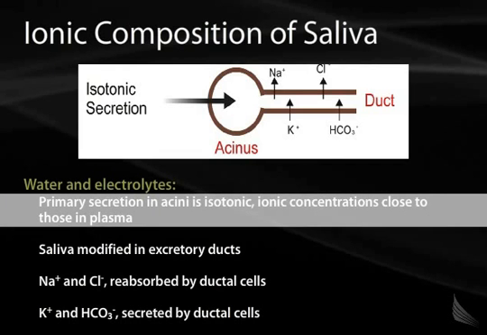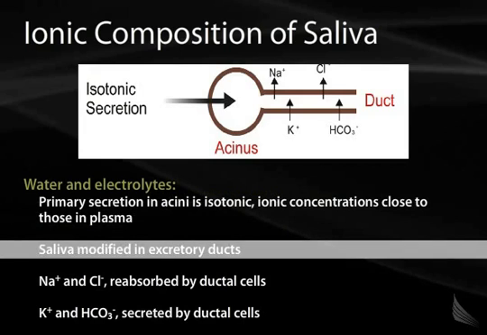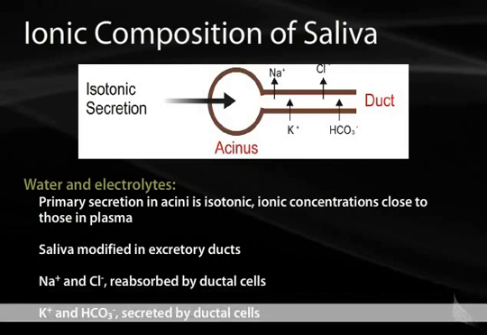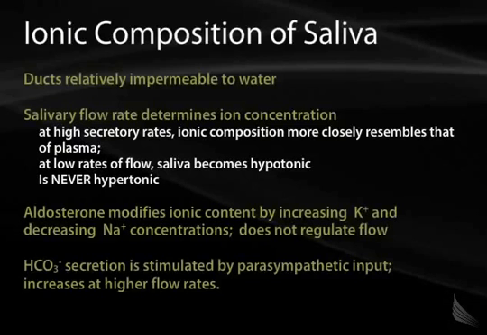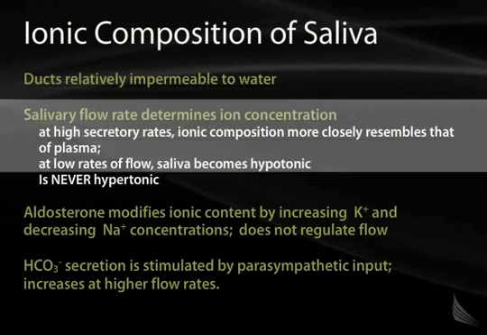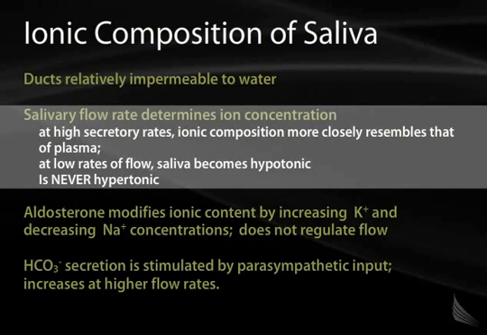The primary secretion in the acini is isotonic. In that respect, the ionic concentrations are close to those in plasma, and saliva is actually modified in the excretory ducts. In these ducts, sodium and chloride is resorbed by the ductal cells, and potassium and bicarb is secreted by ductal cells. The ducts are relatively impermeable to water. This is important because the salivary flow rate therefore determines ion concentration.